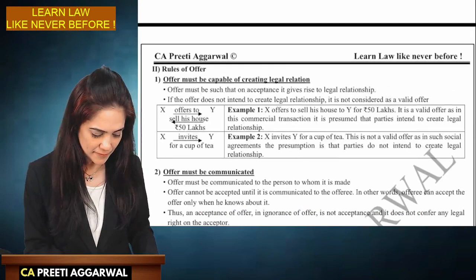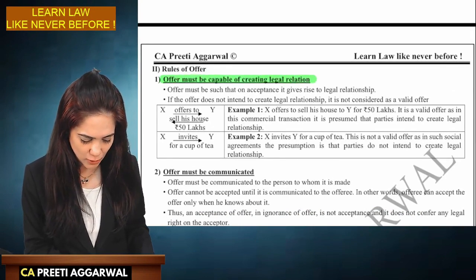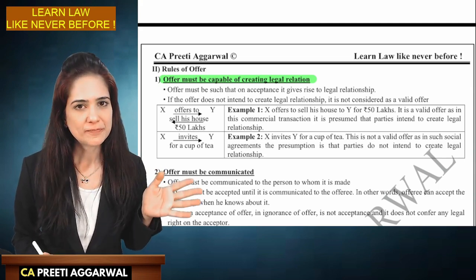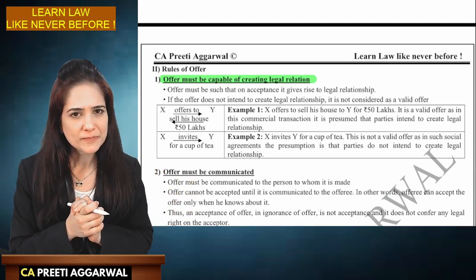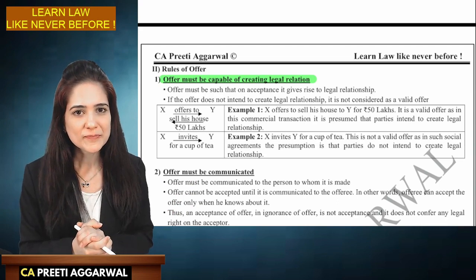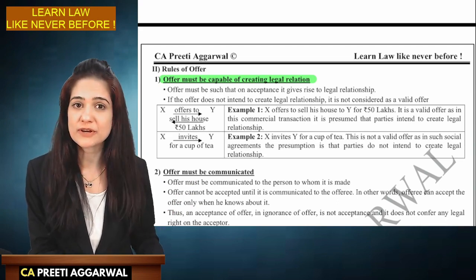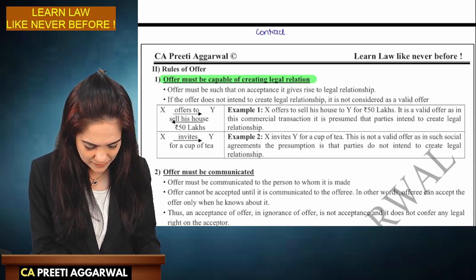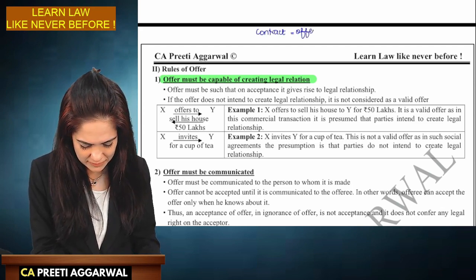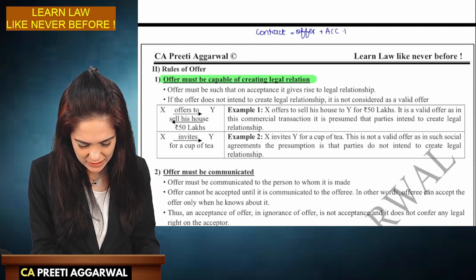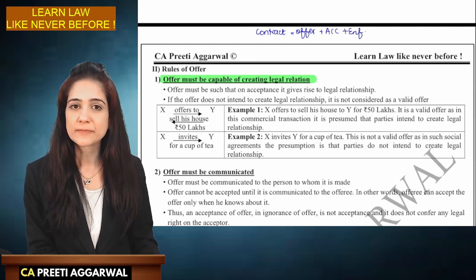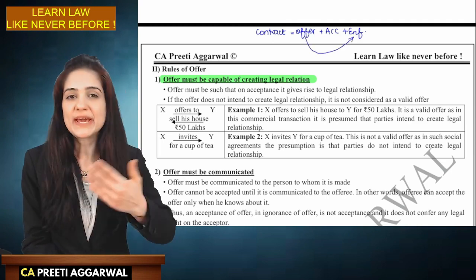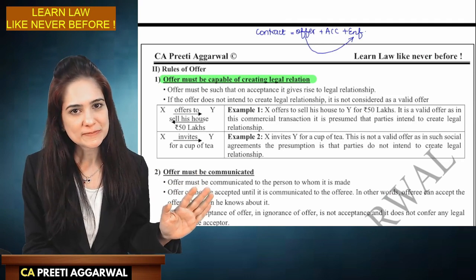Now, the first rule is that offer must be capable of creating a legal relation. What is the equation of contract? Do you remember the equation of contract? We had discussed this in the first lecture. Contract is offer plus acceptance plus enforceability. Your offer must be such that it creates legal relation.